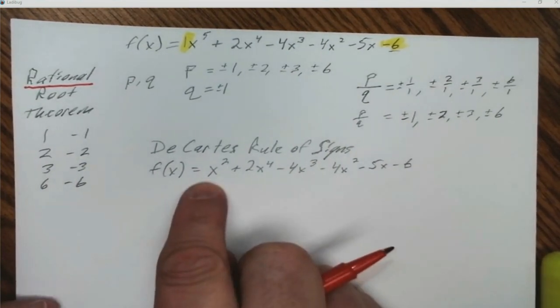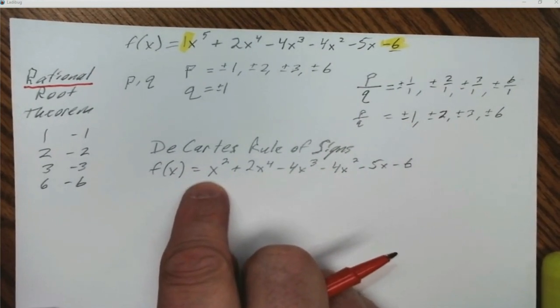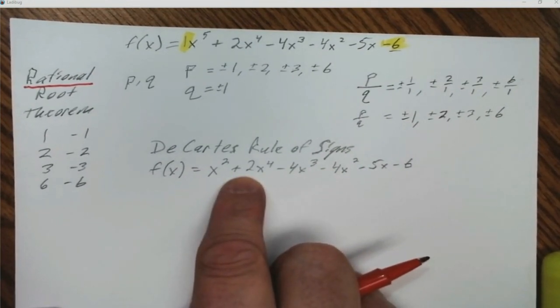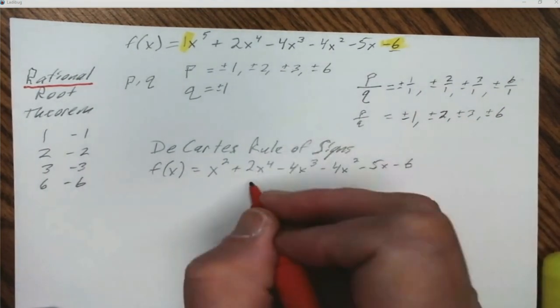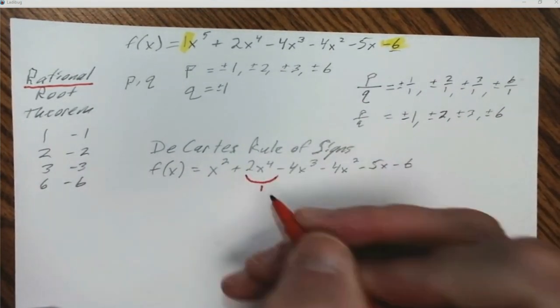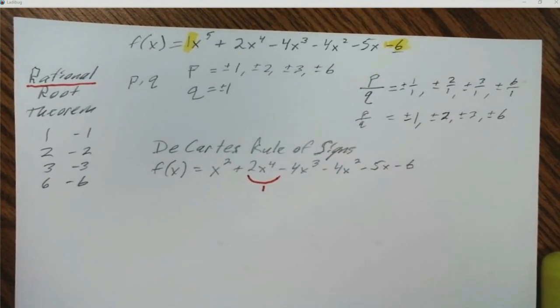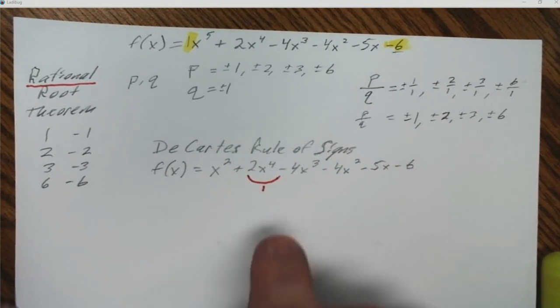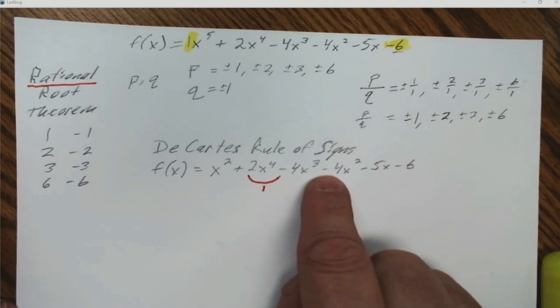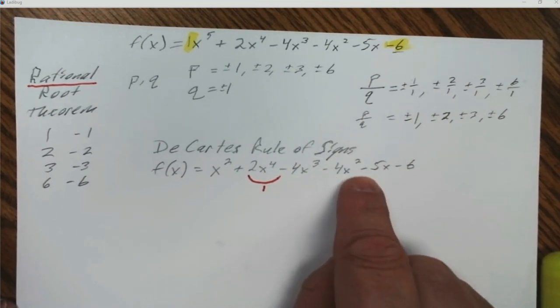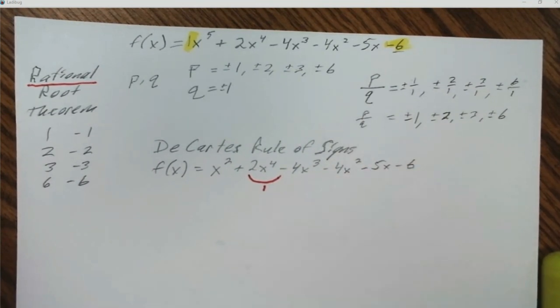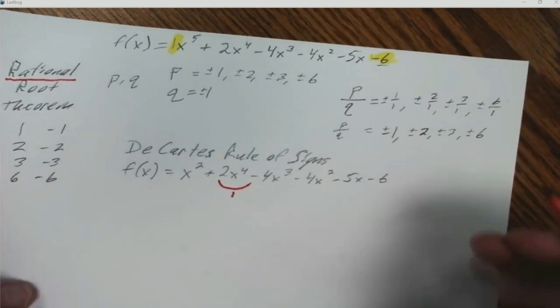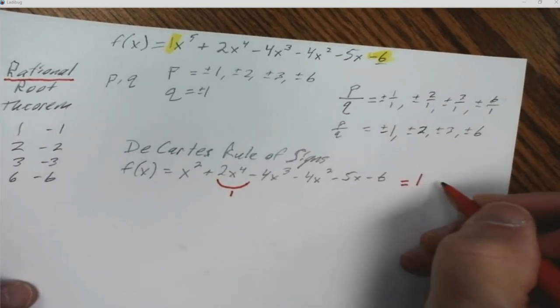Well, this is a positive. This one's a positive, so there's no change there. This is a positive. This is a negative. Oh, there's a change right there. There's 1. The sign changed from positive to negative. What about the next one? Oh, still a negative. It didn't change. Still a negative. Still a negative. 1 sign change.